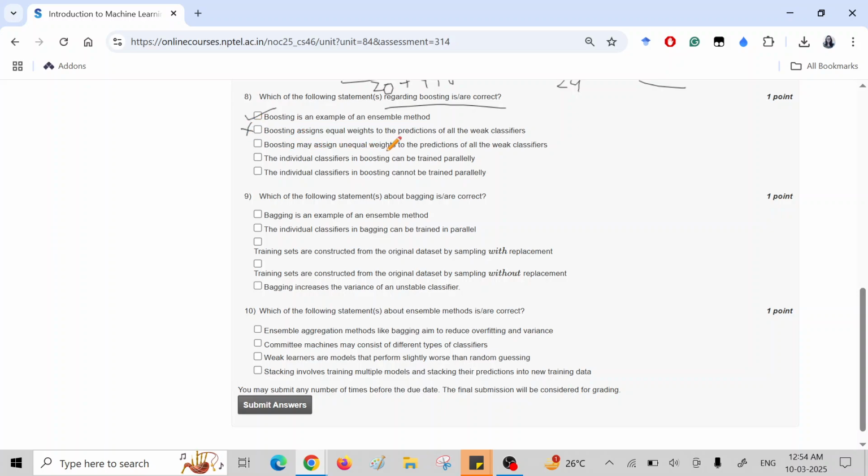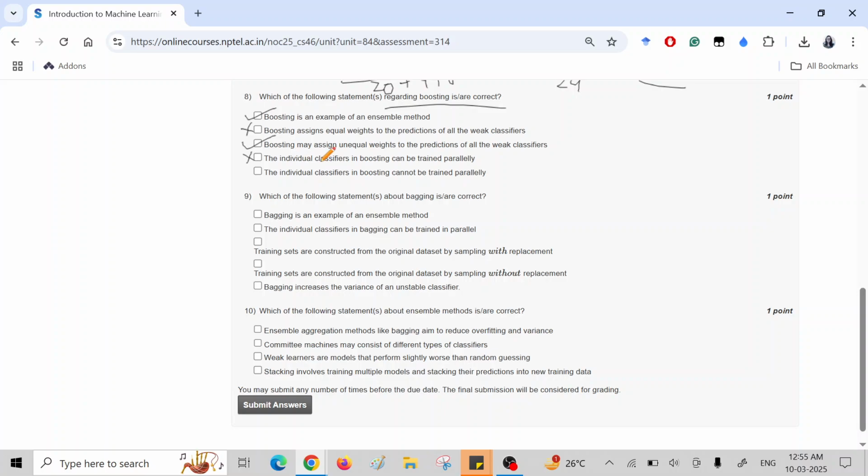Boosting may assign unequal weights to the predictions of all the classifiers. Yes, that is correct. The individual classifiers in boosting can be trained in parallel. No, this is not correct. Boosting is an ensemble technique where the classifiers are sequentially trained.